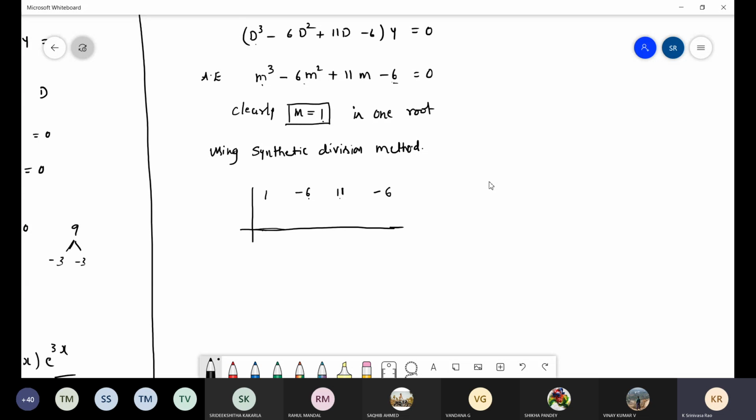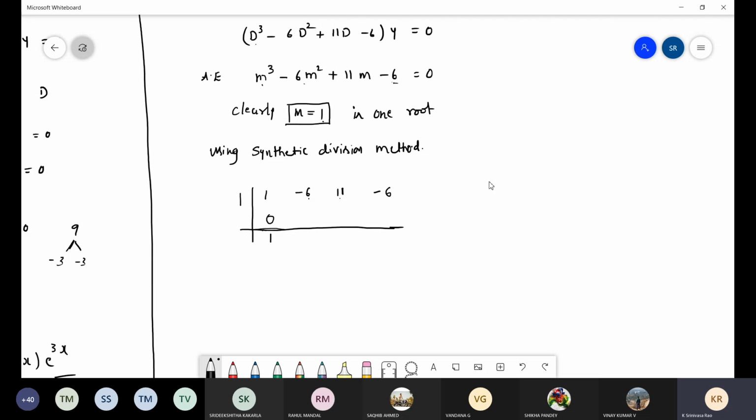We got one root, 1. That root you write here. It may be plus 1, minus 1, plus 2, minus 2, whatever. Write the root here and 0 here always. You add these two numbers. Now tell me, what is 1 plus 0? 1. What is 1 plus 1?